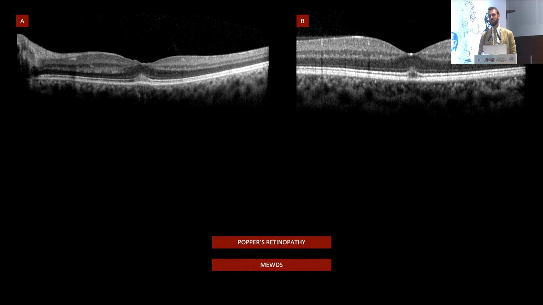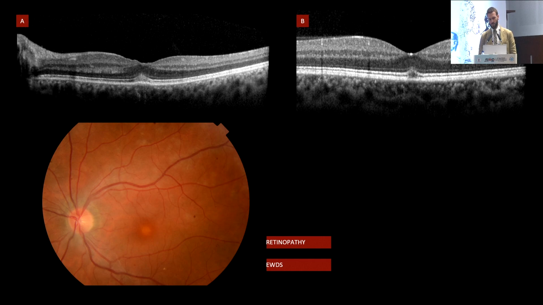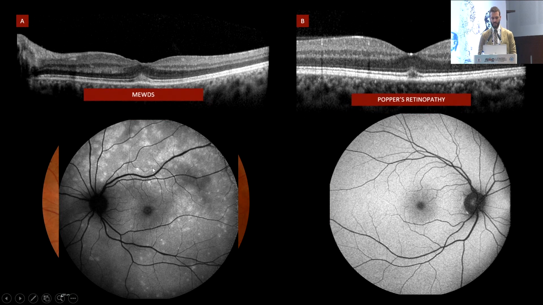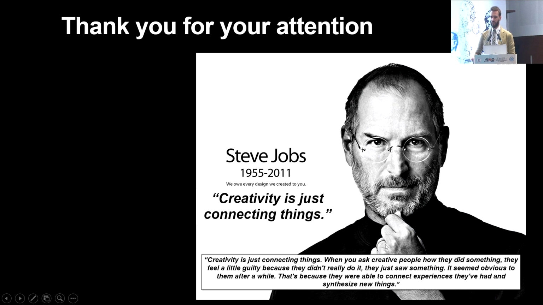So to me, the second most important test when you have MUTES is autofluorescence, except of course when you do fundus photo. Now, this case is typical of MUTES. We saw it present with the dots and spots, which are hyper because the RPE is getting more exposed, and this is a typical Popper retinopathy. And I thank you for your attention.